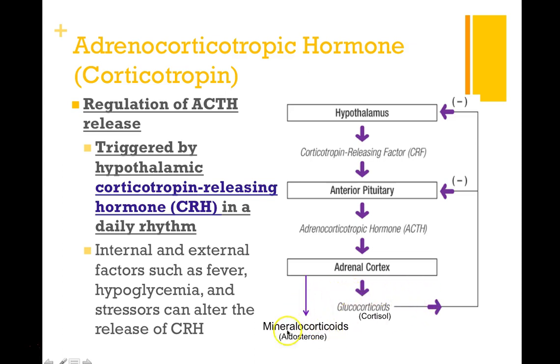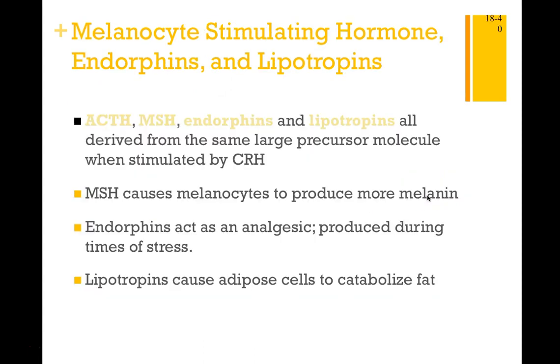And of course, if we have these in increased levels, we can stop their secretion through our negative feedback loop by talking to the hypothalamus and anterior pituitary gland. Now for the other hormones that we mentioned secreted from the anterior pituitary gland, we have ACTH, MSH, which is our melanocyte stimulating hormone, endorphins, and lipotropins. They are all going to be derived from the same large precursor molecule, when it's stimulated by CRH.